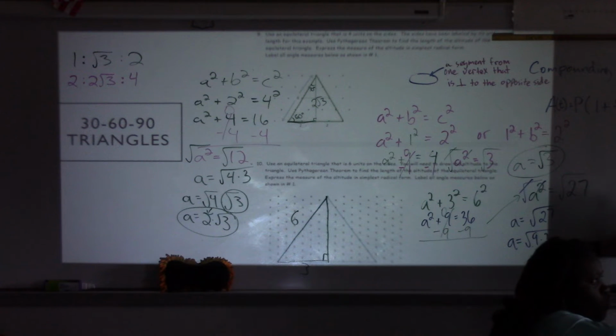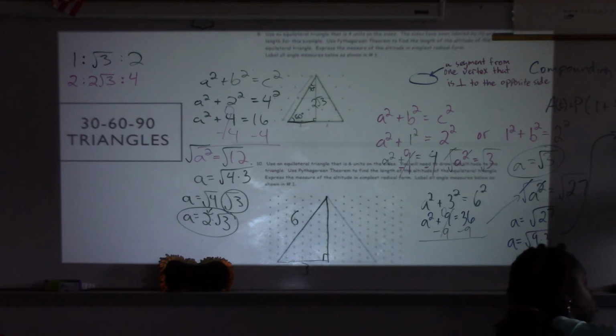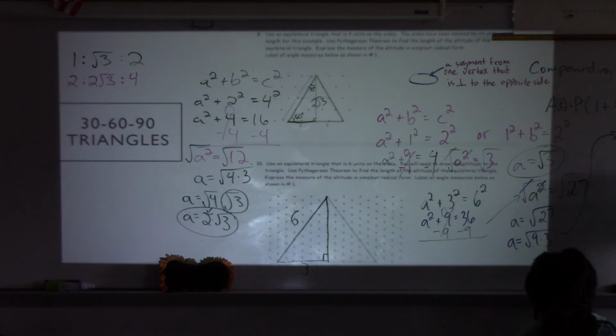Okay, so we need a factor that we can take the square root of. That's the 9. And so, remember, I'm going to split up my square root here. Square root of 9 times the square root of 3. What does A equal?